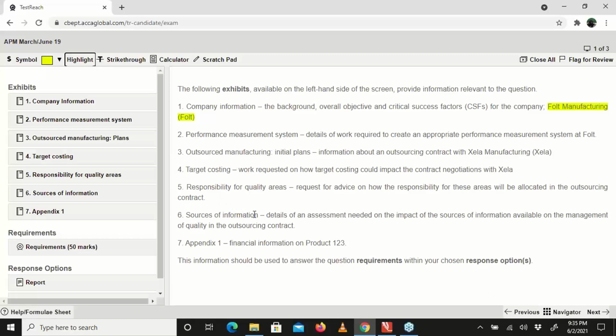Then there are these sources of information, then Appendix 1, and it says this information should be used to answer the question requirements within your chosen options. Now, what is it that we need to do? We now need to move a bit forward and discuss further about it.